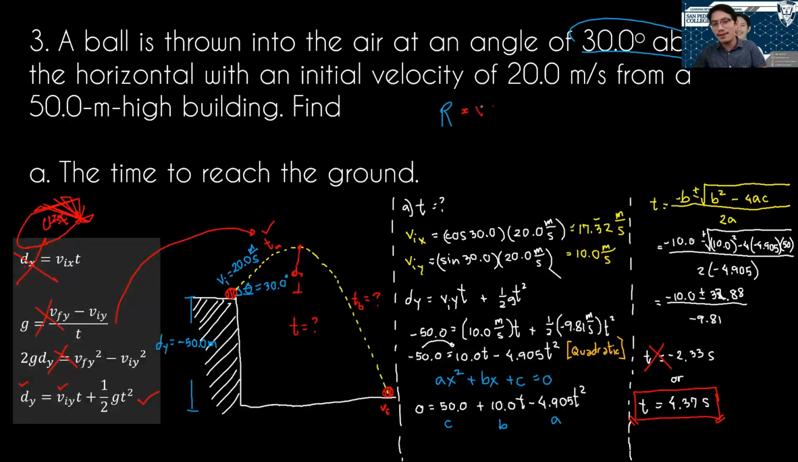So, di ba napakadali lang? VIX times time. Ano yung VIX natin, Jose? 17.32 po. Meters per second. Ano yung time? 4.37, sir. Ganun lang. Easy. Di ba? What's your answer, Jose? 75.6884, sir. Three significant figures, 75.7 po. O, di ba? Ganun lang kadali.